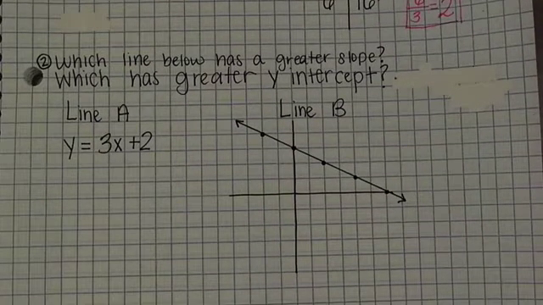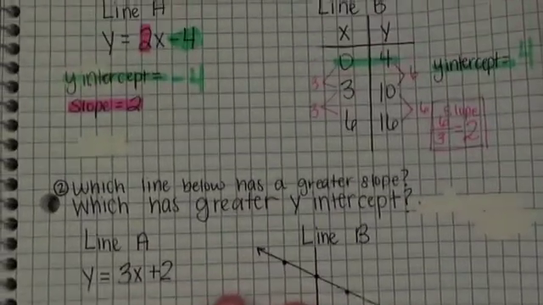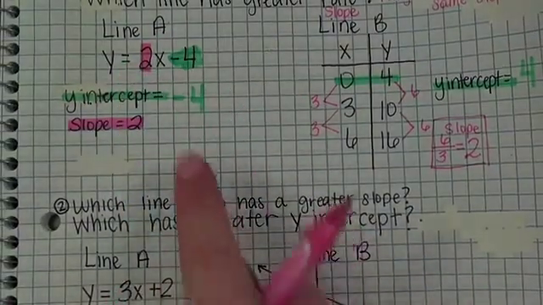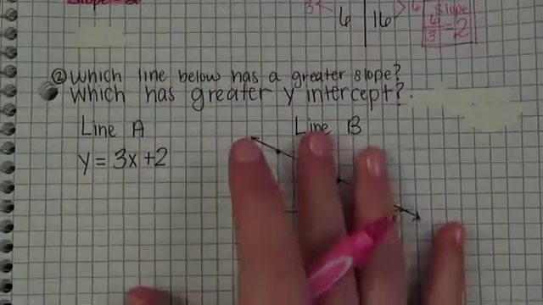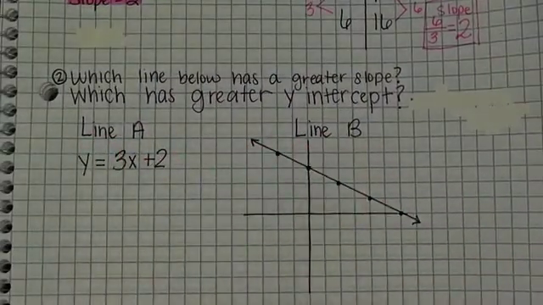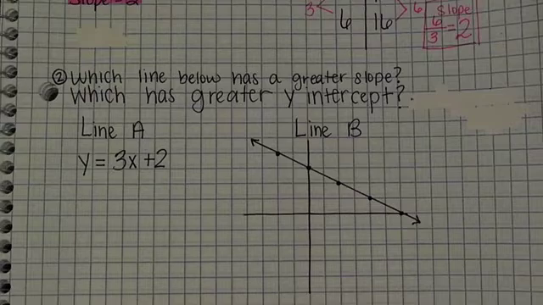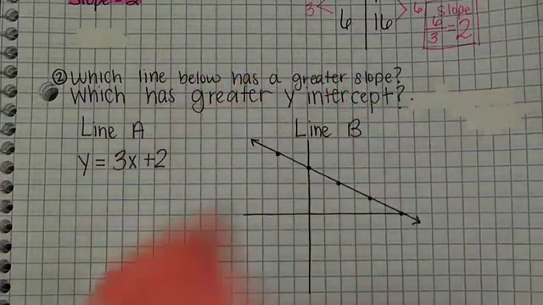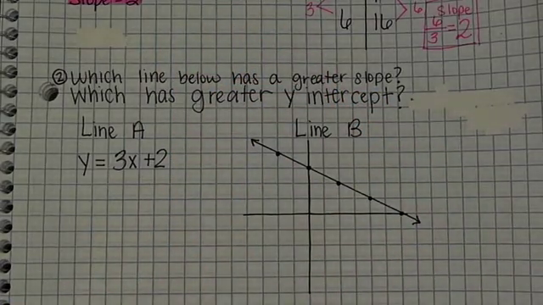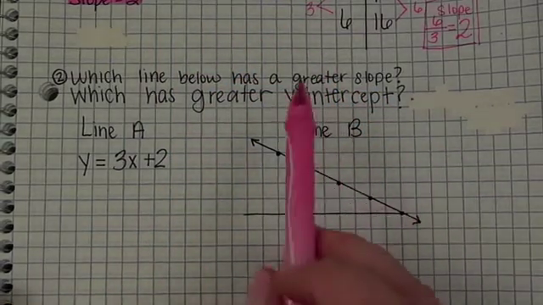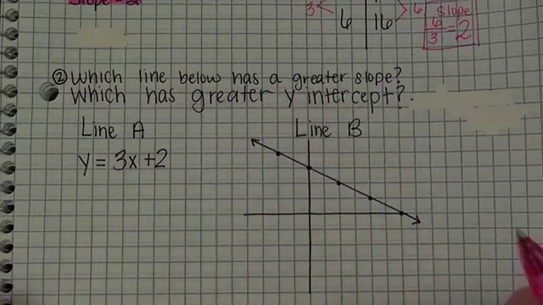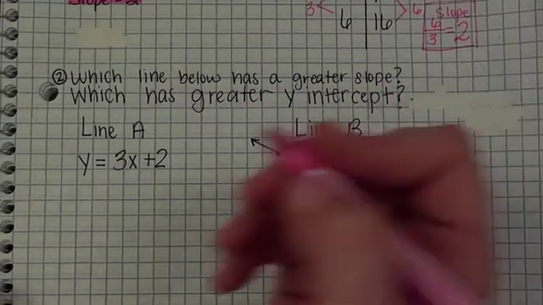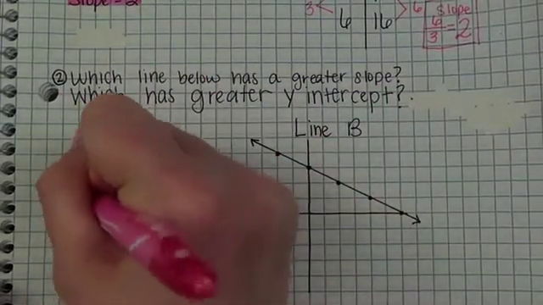Which line below has a greater slope and which has a greater y-intercept? Same idea. The only difference is the last one had an equation and a table. This one now has an equation with a graph. So which line below has a greater slope? Let's find the slope of both of them.